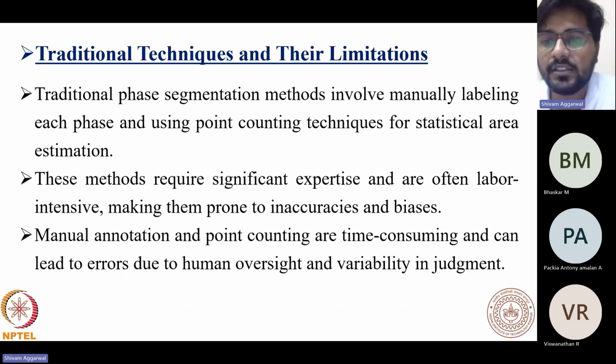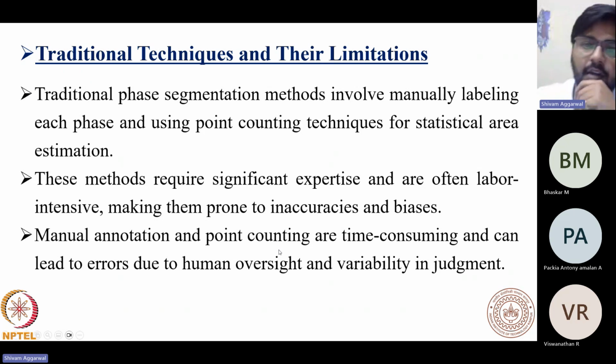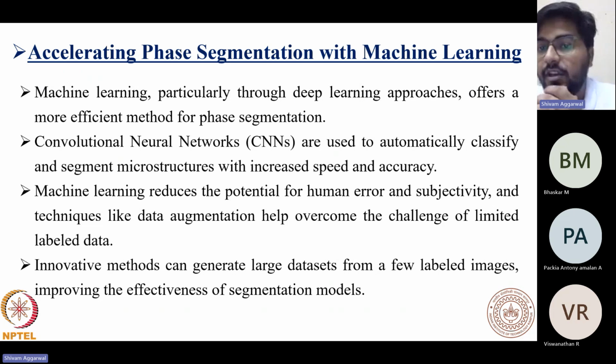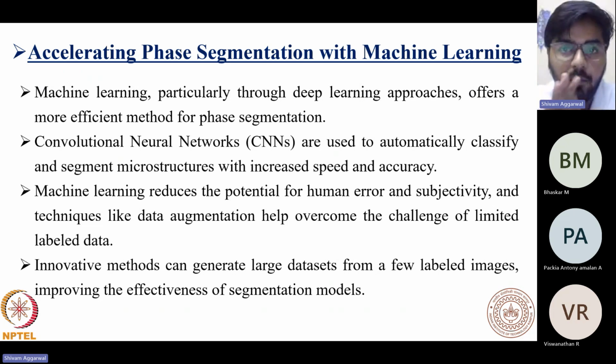So what are the ways we can do that on its own? We have a microscope image and our PC can do this on itself without our help. That's why these people worked on this: how they can accelerate phase segmentation with machine learning.